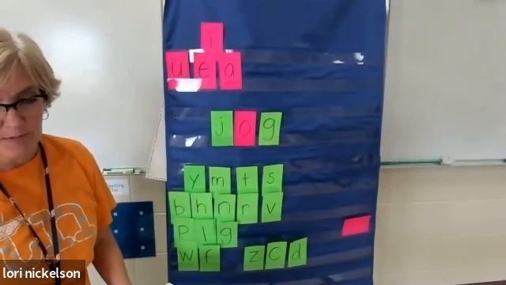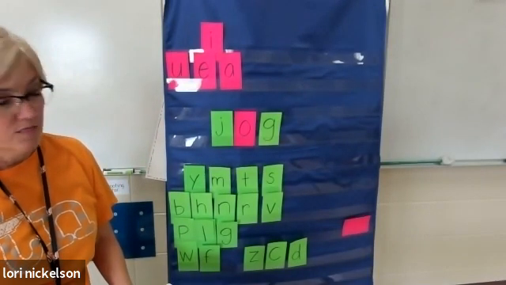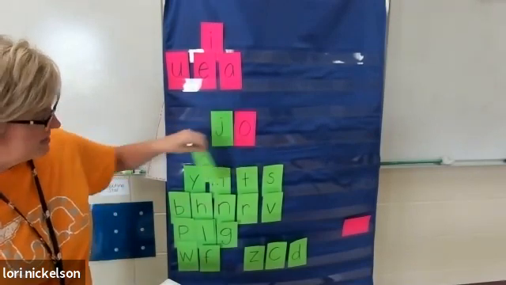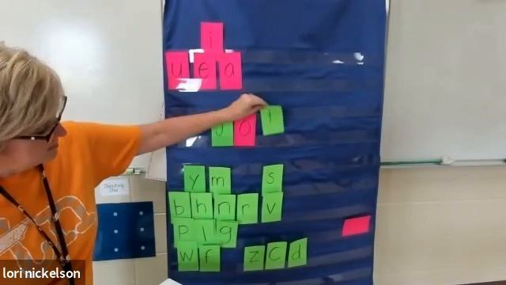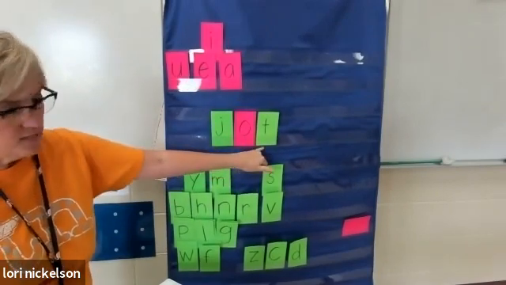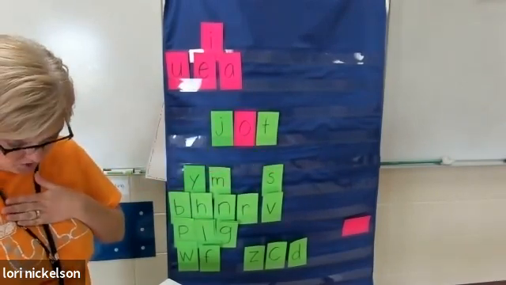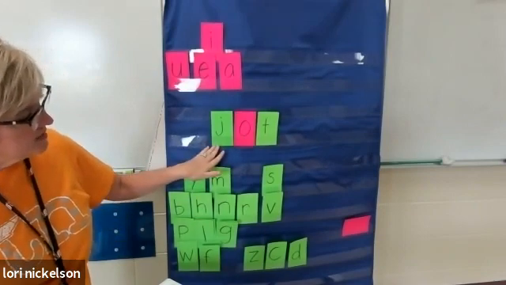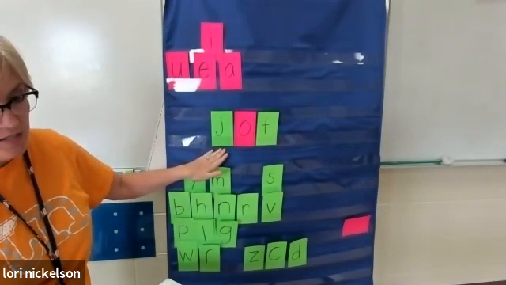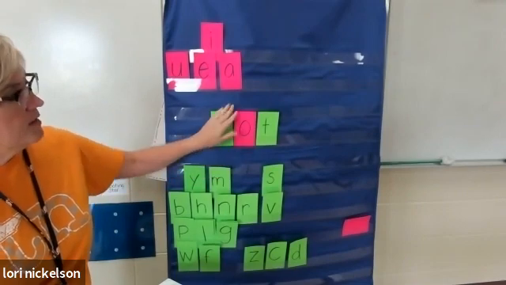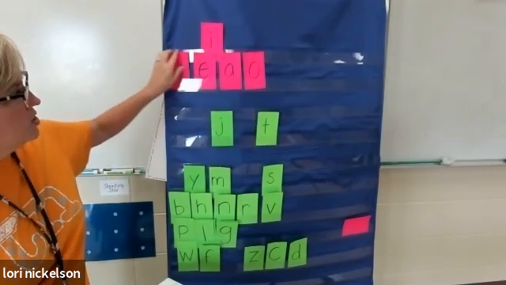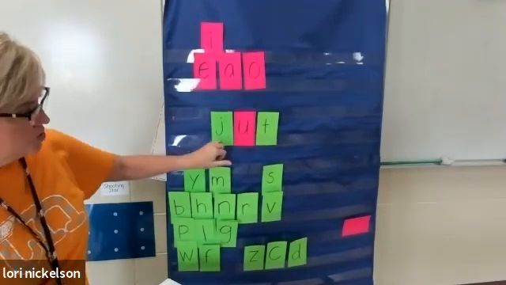Good. From jog, let's go to jot. What letter am I going to replace? The G with a T. Good. So now I have jot. Good. From jot, let's make the word jut. Jut. What letter am I going to replace? The O with the U. Good. Jut.